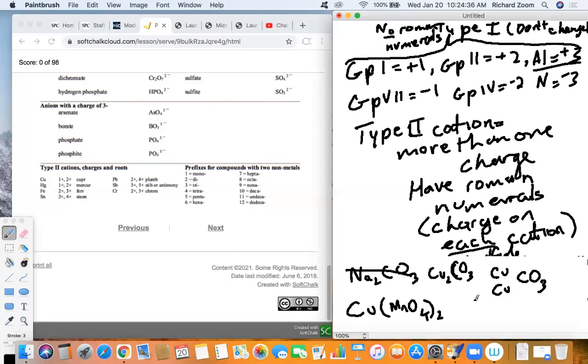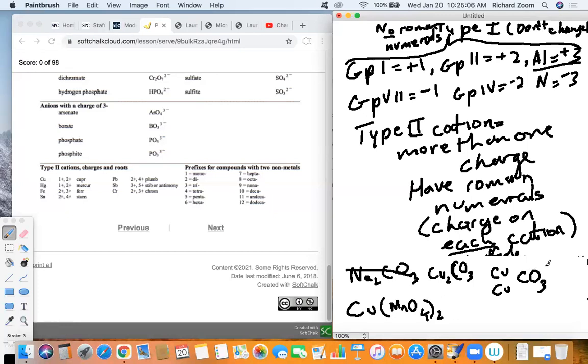Now, sometimes people get confused with this CO3 here and they're thinking, oh, okay, that means there's 3 COs or something like that. There's only one CO3. Can anybody tell me how you'd know if there was more than one of a polyatomic ion? There'd be a parentheses around it. Yeah, that's right. There'll be parentheses on the outside of it.